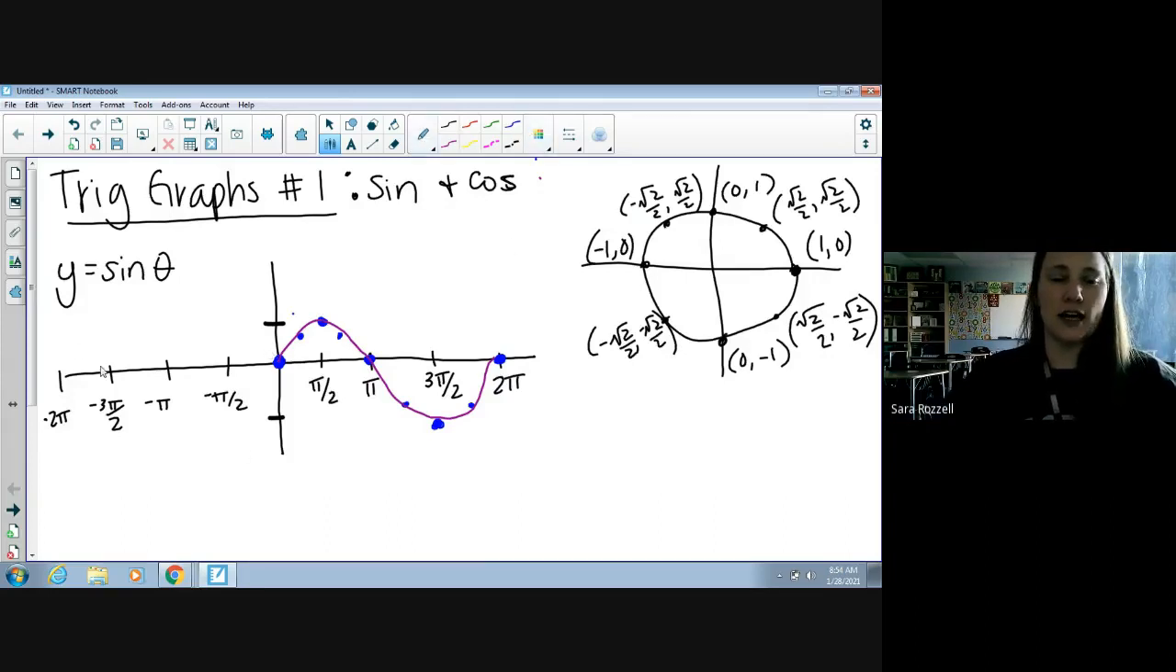Let's double check going backwards around the circle just to make sure that we're good. -pi over 2 is -1. Negative pi is 0. -3 pi over 2 is 1. And -2 pi is 0.